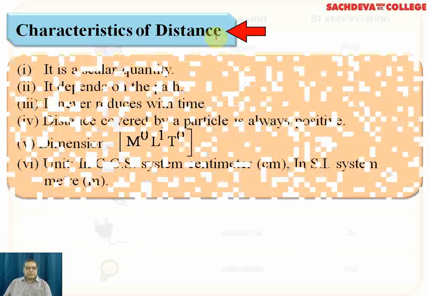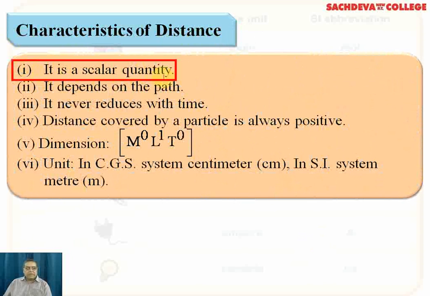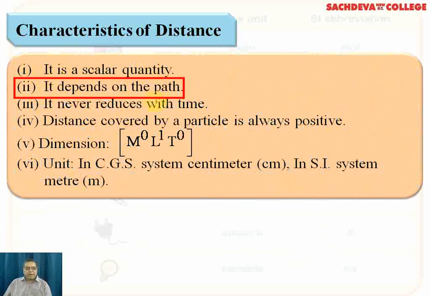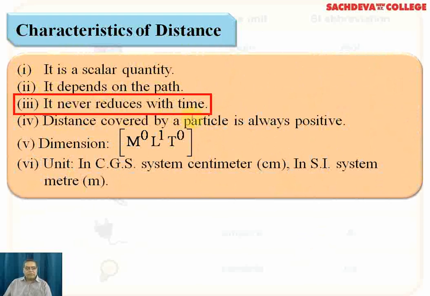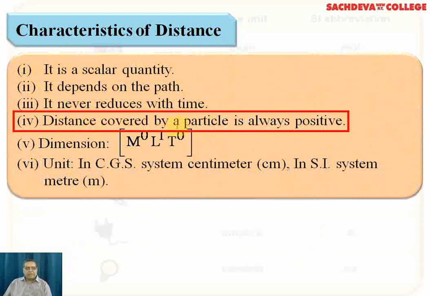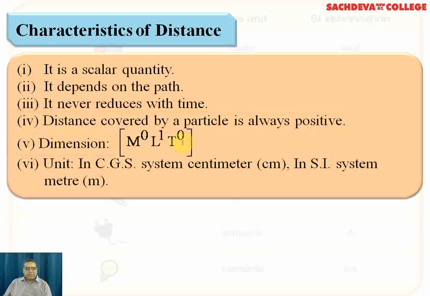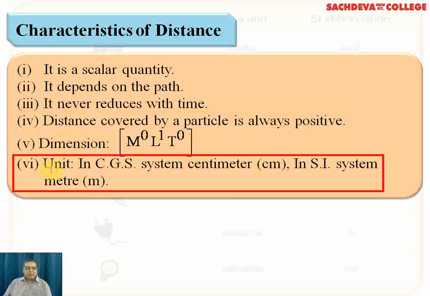Characteristics of distance: it is a scalar quantity. It depends on the path. It never reduces with time. Distance covered by a particle is always positive. Dimensions, as I explained earlier, are M^0 L^1 T^0. Units in the CGS system are centimeter, and in the SI system it is meter.